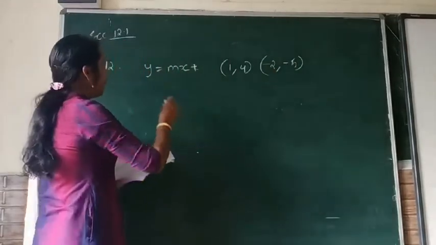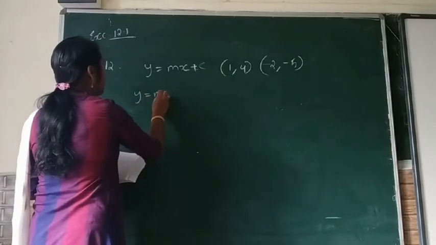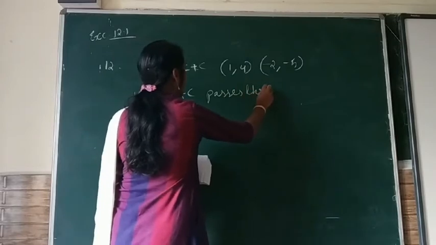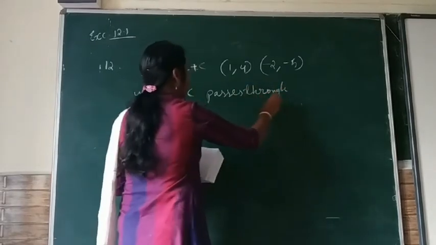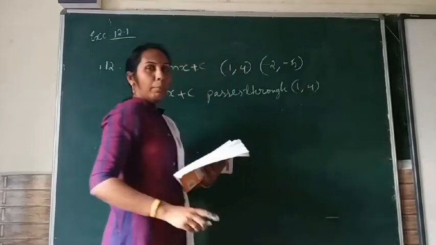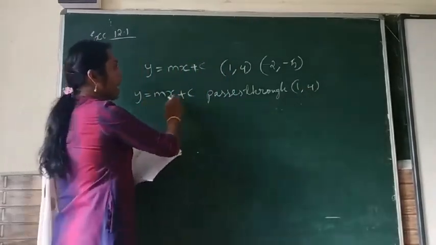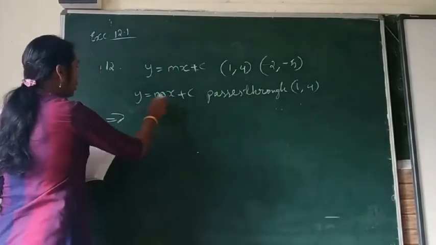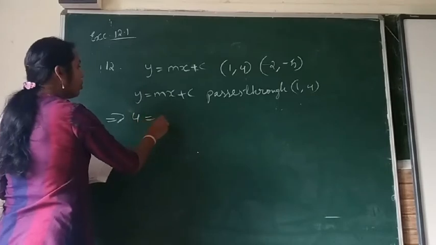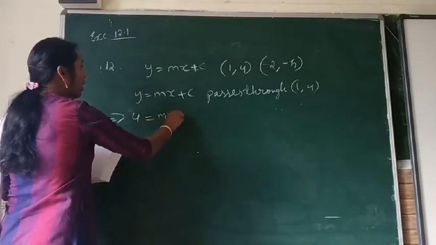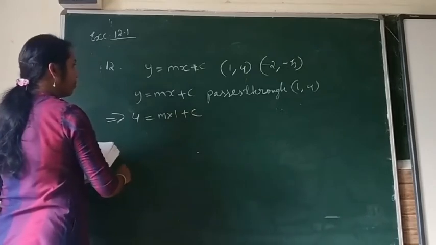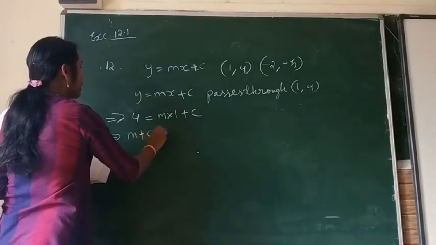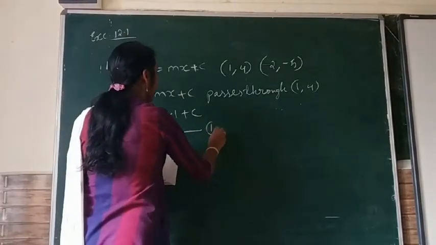Now the equation y is equal to mx plus c passes through 1, 4. The point 1, 4 means that we can substitute the value of x and y with the 1 and 4. That implies the value of y will be 4 equal to m into 1 plus c. Implies we can write m plus c is equal to 4. That is equation number 1.